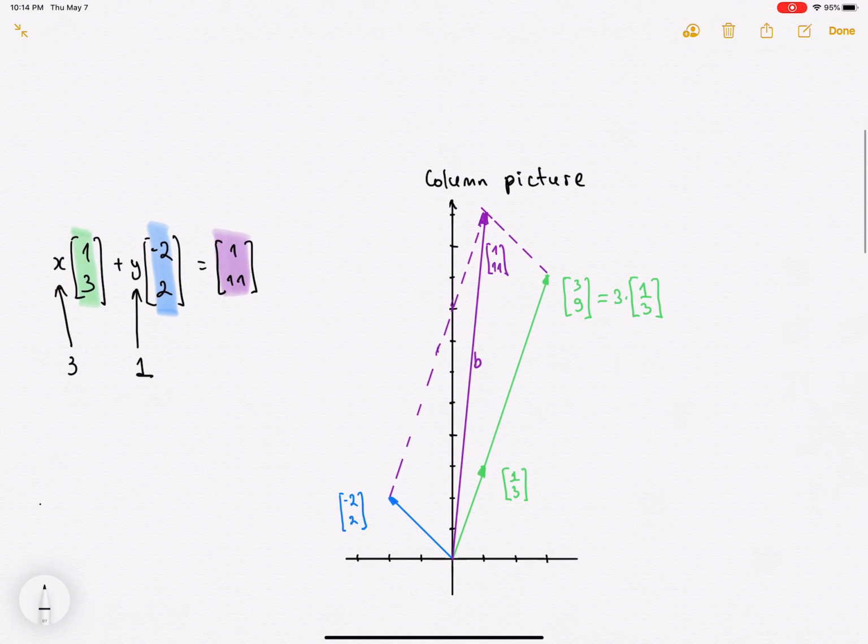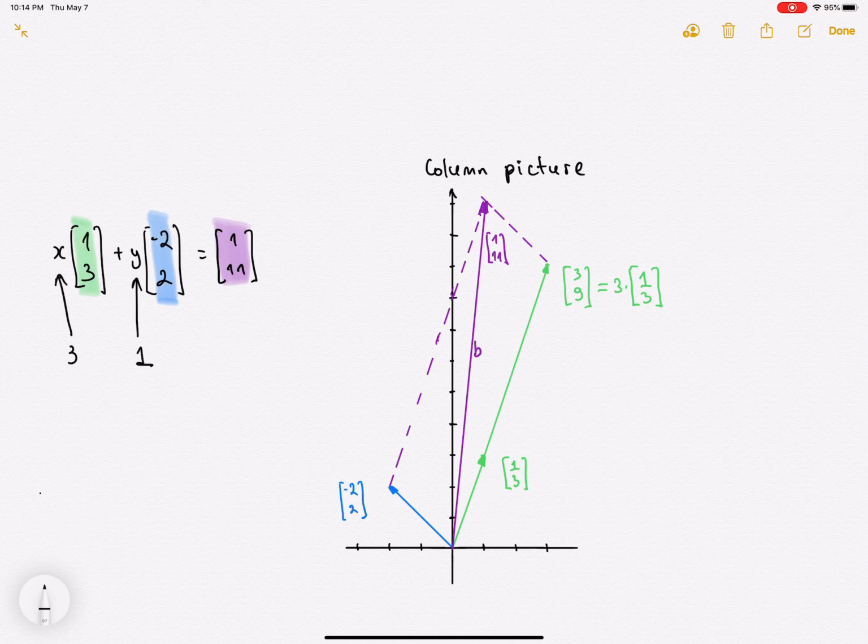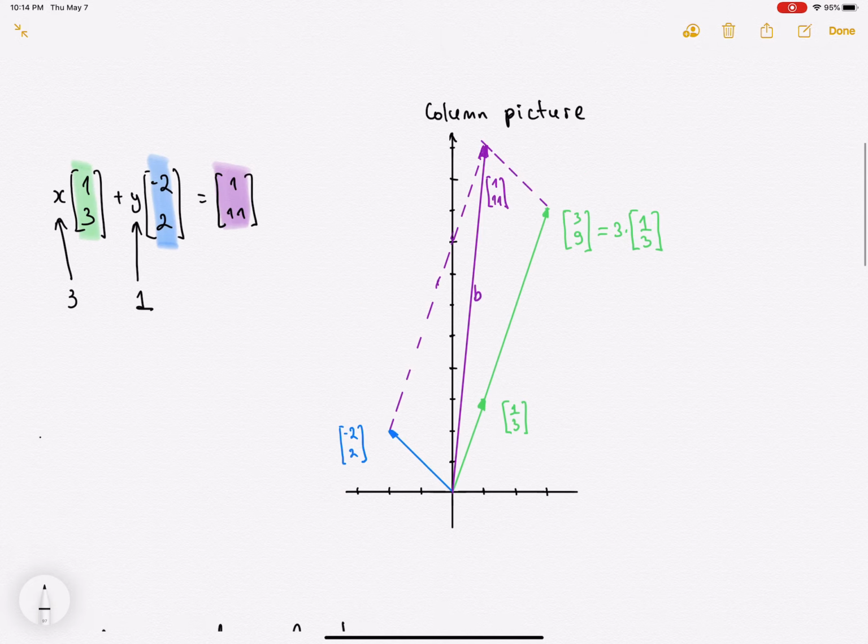Now, this new column picture is completely different, and some of you may feel like, well, I already have a picture that I know how to think about. Why do I need this second one? Well, the nice thing is that even as you go to higher dimensions, this column picture stays the same. You're looking for ways to combine vectors to get some kind of target vector b.